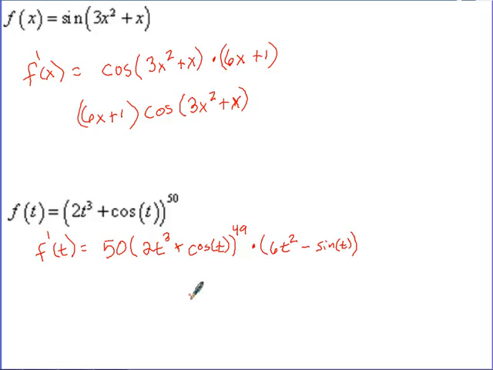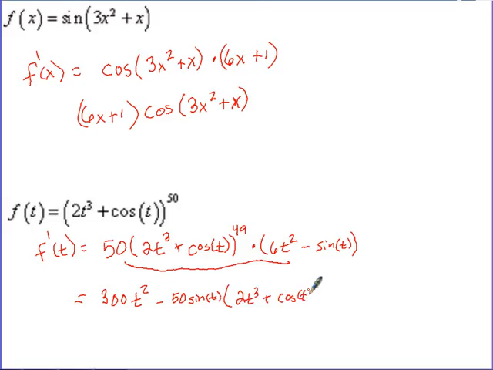Good question. Well, how do you think I should simplify this one? So this is going to go to this, right? These two have to come together to basically distribute it and make it one. So it's going to be 300t squared minus 50 sine of t times 2t cubed plus cosine of t to the 49th power.